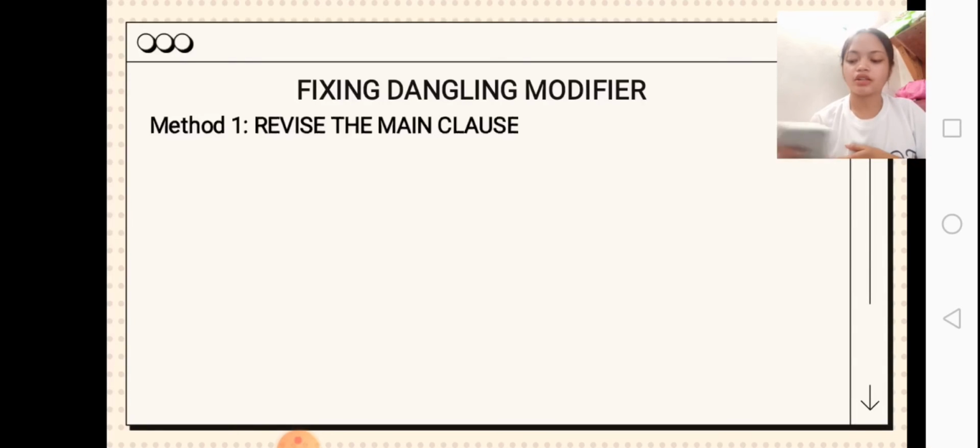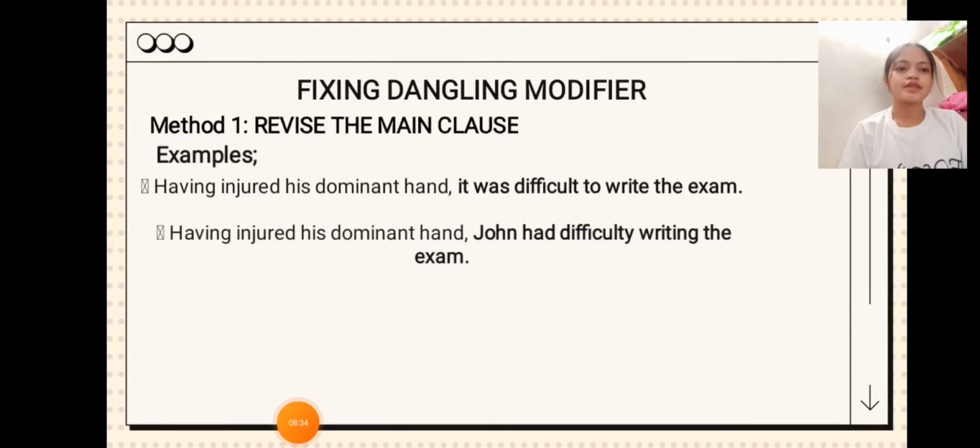One method of fixing a dangling modifier is to leave the modifier as it is and rewrite the main clause so that it begins with the subject being modified. Here is an example on how to revise the main clause. Before anything else, the first sentence is an example of a dangling modifier, and the second sentence is the correct form.